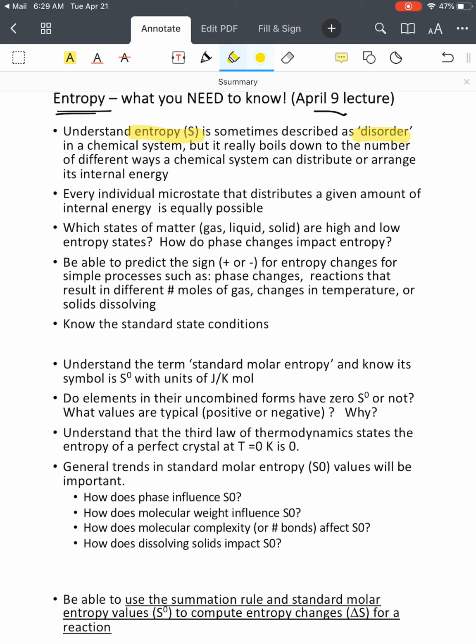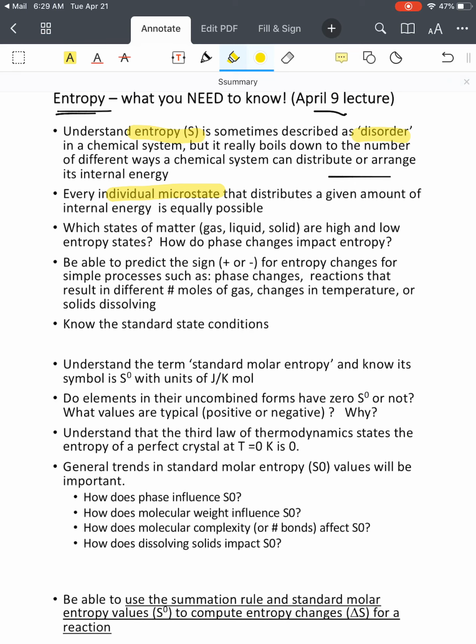More technically, you could say that it boils down to the number of different ways, or these individual microstates, that a chemical system can distribute or arrange its energy, its internal energy. So we got into a discussion of microstates at that point. Individual microstates were basically a very specific snapshot, or a very specific way that a chemical system, which can be very complicated, is able to distribute a given amount of internal energy.